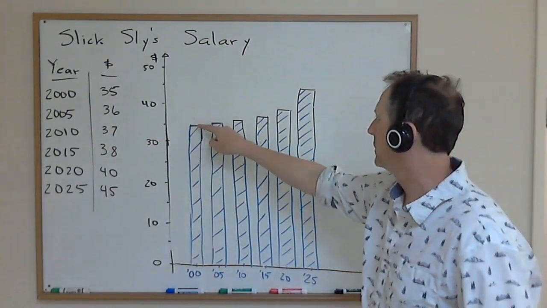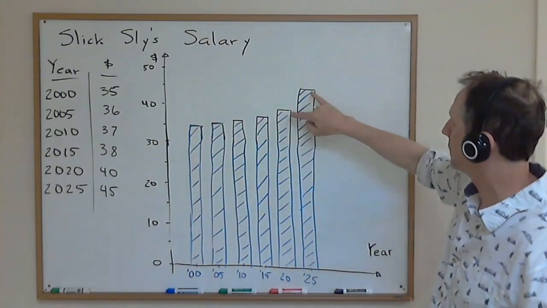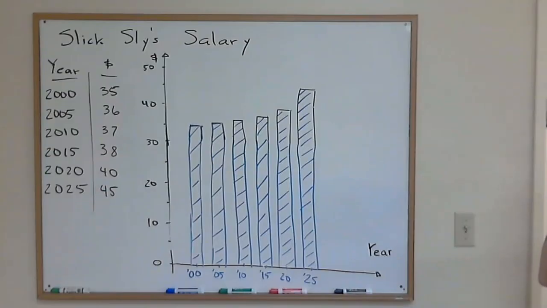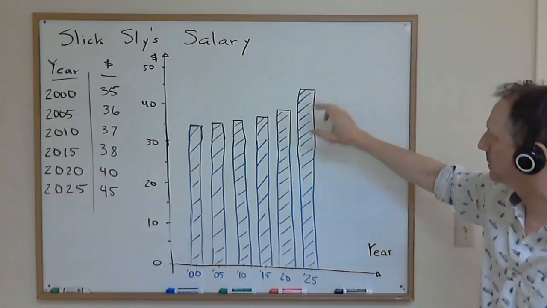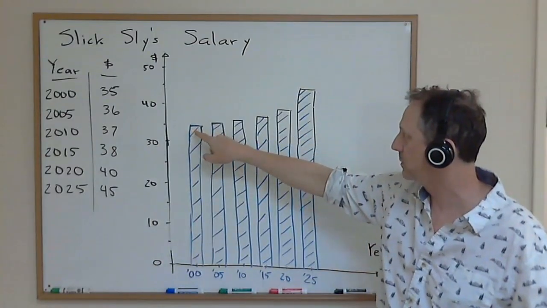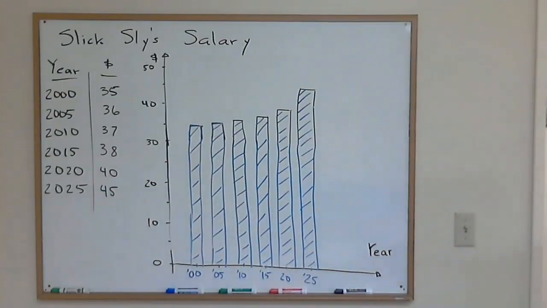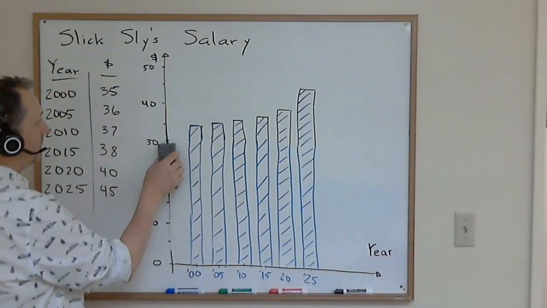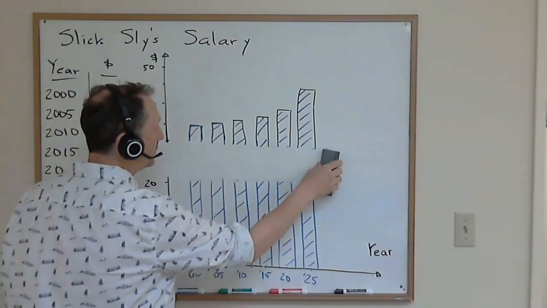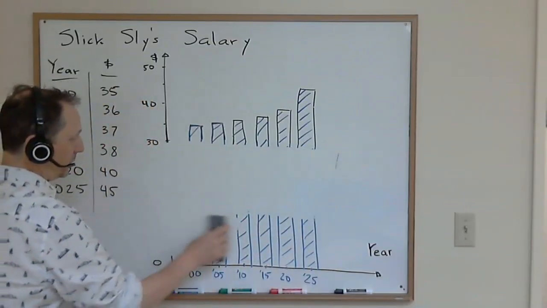So you can see, for example, that yes, there's a bit of an upward trend, and it's accelerating a little here in the last decade. And there is a slight percentage of difference between his salary 25 years ago versus today. Now, what if Slick Sly wanted to really exaggerate this trend so that he could impress his mom or his potential girlfriend or something? What he might do is choose an arbitrary cutoff point, like let's say 30,000. So he's basically going to erase all these bars down here.